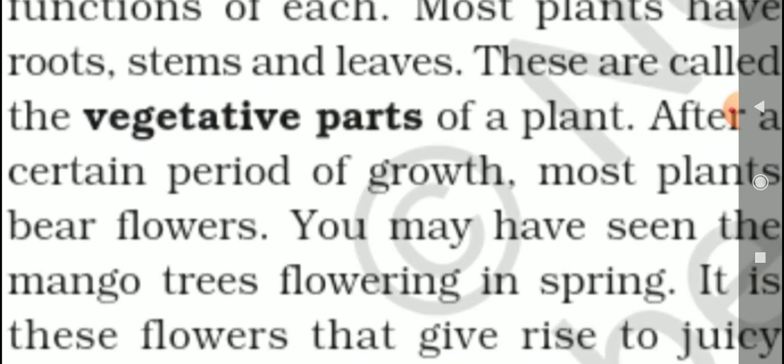All of you underline the word, students. First, you bracket the words define reproduction. Then vegetative parts, all of you bracket the words, students. Vegetative parts. Most plants have roots, stems and leaves. These are called the vegetative parts of a plant. Okay.